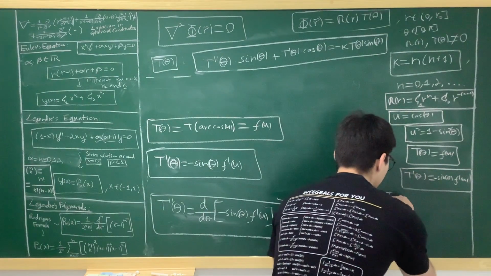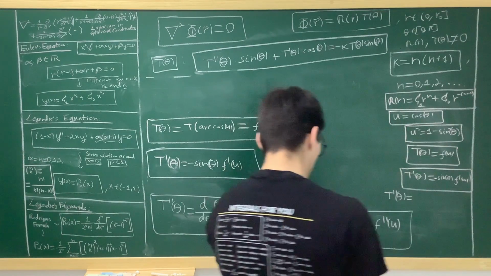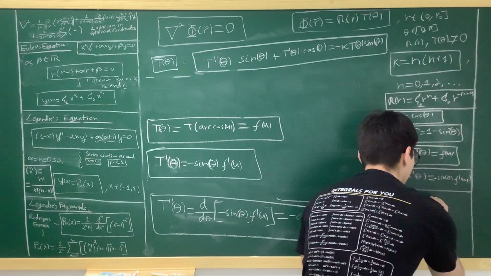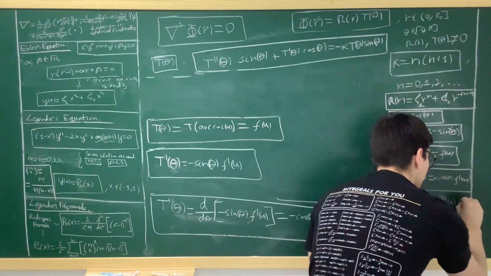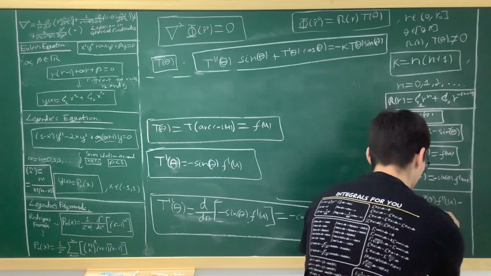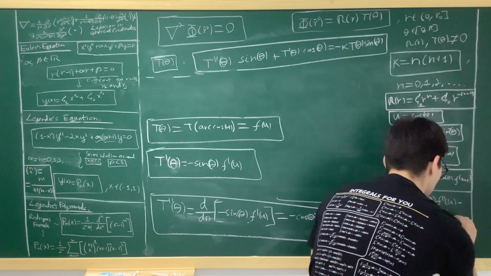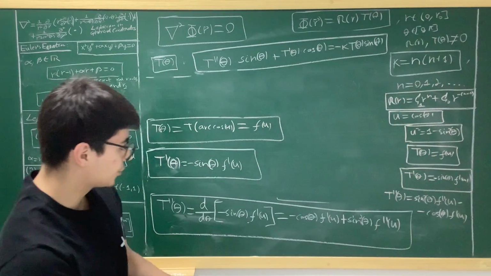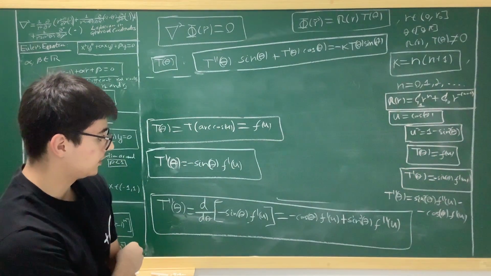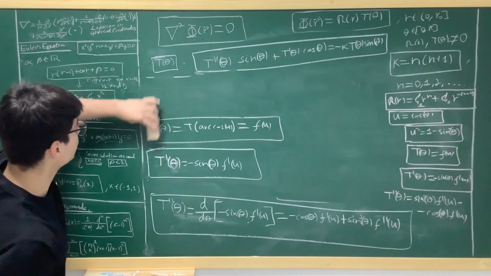Well, what is this expression? This is just t double prime of theta, and it's sine squared f double prime of u minus the cosine of theta f prime of u. Just check for a second, and yes, that's right. So that's what we have.